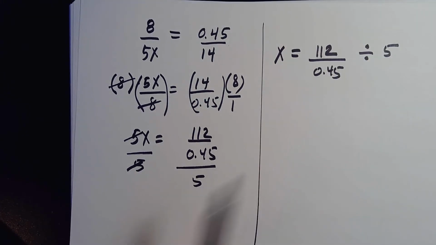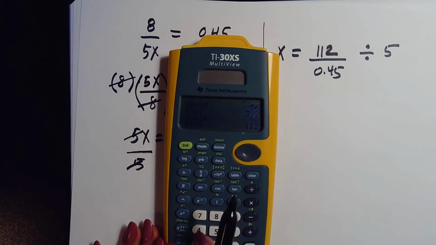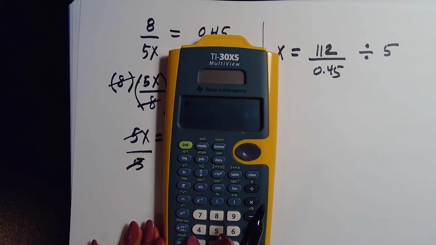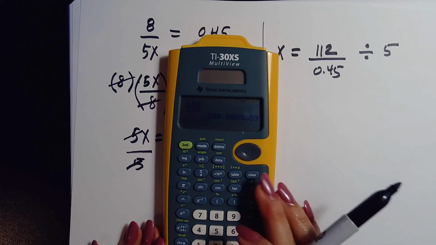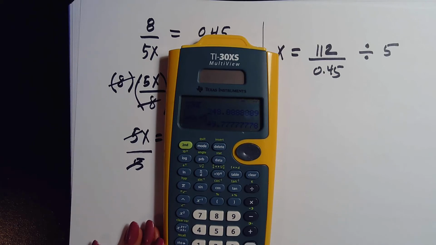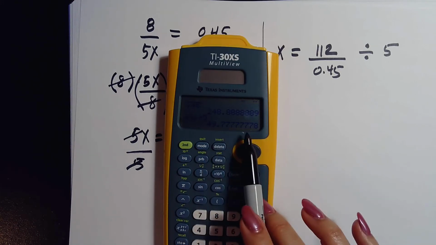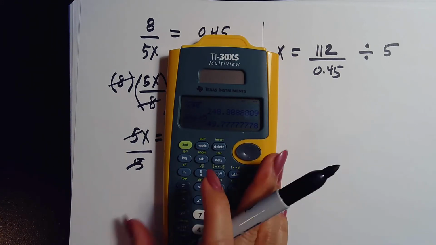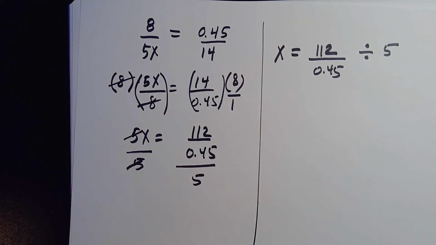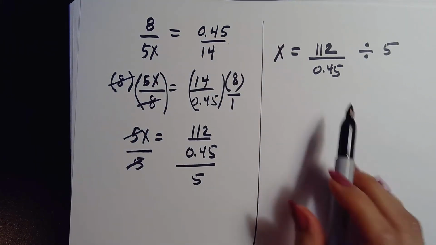So this one, you can use a calculator. I'm going to show you here. 112 divided by 0.45 gives me 248.88. If you divide that by 5, it gives you 49.777. Now you can do it this way and then just round, or I can show you how to take it further by hand. We can do this by hand.